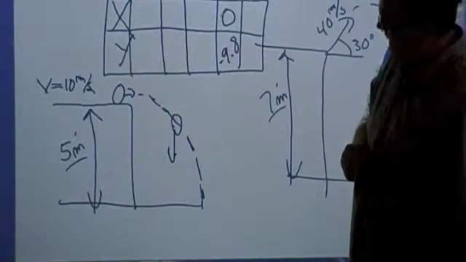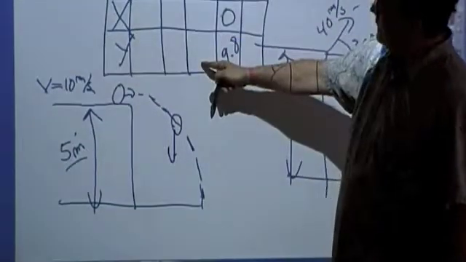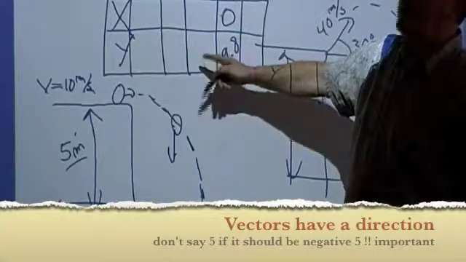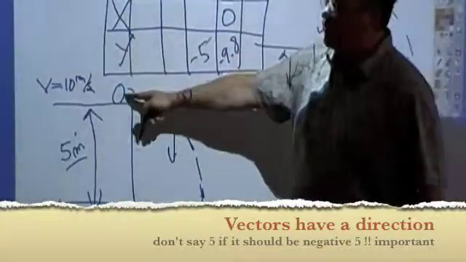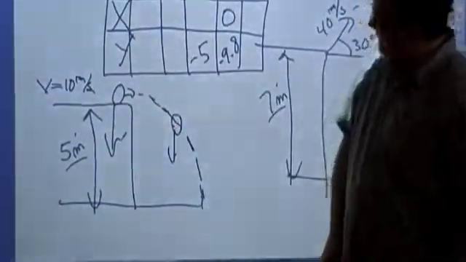We know d in the y. D in the y is 5? What's wrong with 5? Negative 5, because that's our starting point. Everything below is negative.